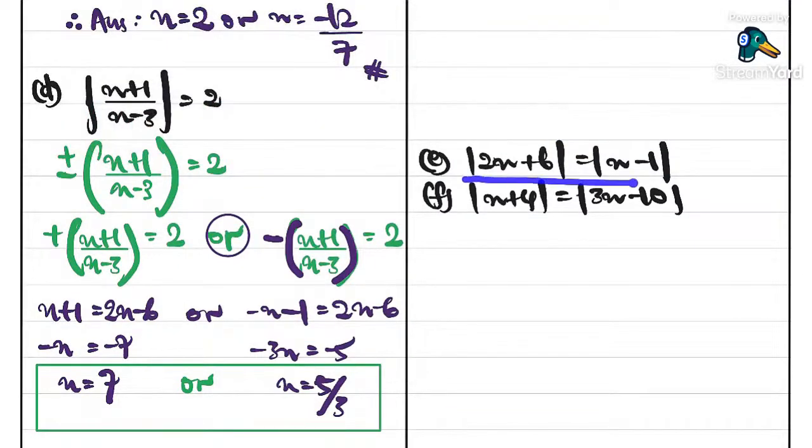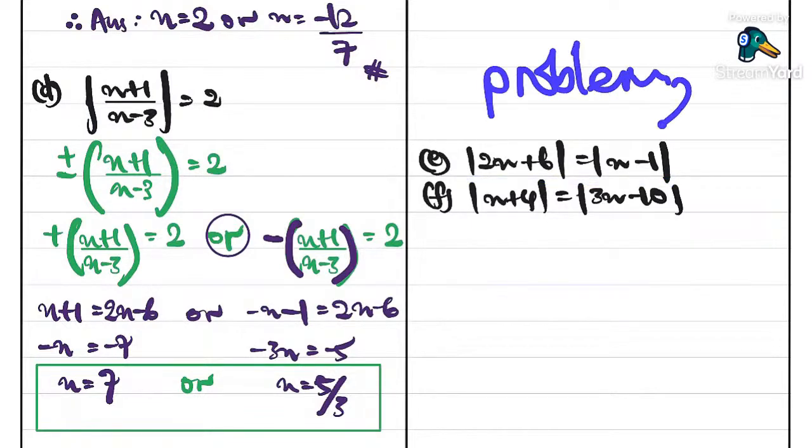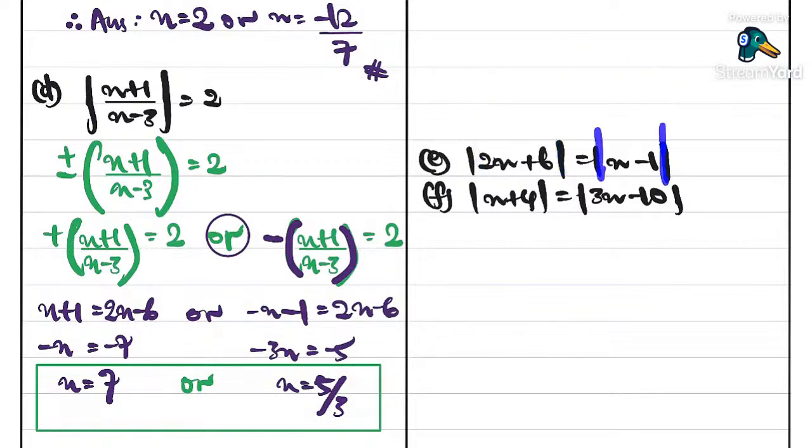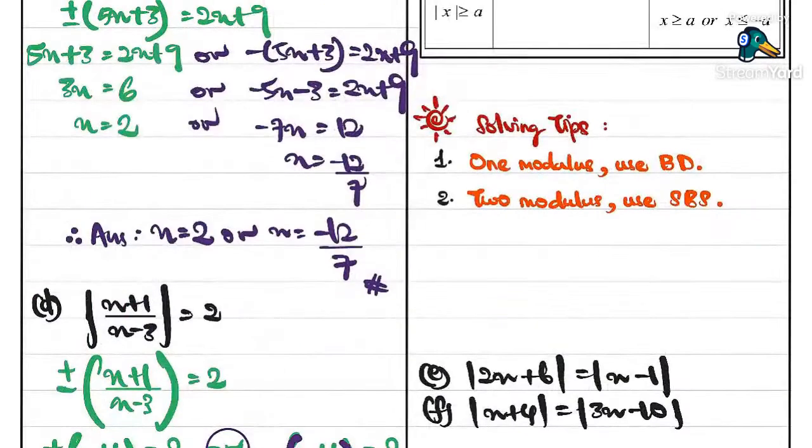Okay, E dan F. Kalau you scan betul-betul, this example lah, is having two modulus now, bukan satu modulus. Okay, now we have two modulus in one equation. So how do we do that? So this is a tip: if you have one modulus, use BD. If you have two modulus, use squaring both sides.